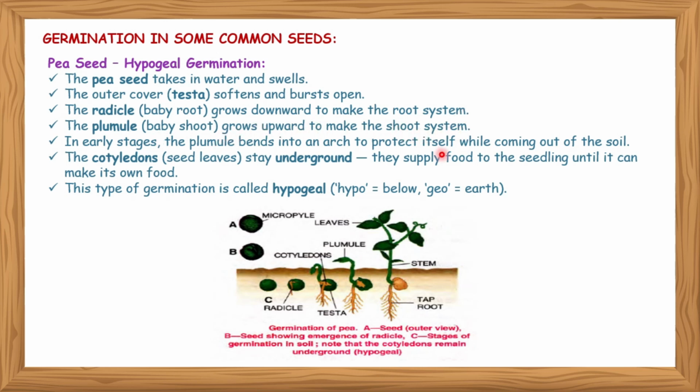In early stages, the plumule bends into an arch to protect itself while coming out of the soil. The cotyledons or seed leaves stay underground. They supply food to the seedling until it can make its own food. This type of germination is called hypogeal. Hypo means below, and geo means earth.